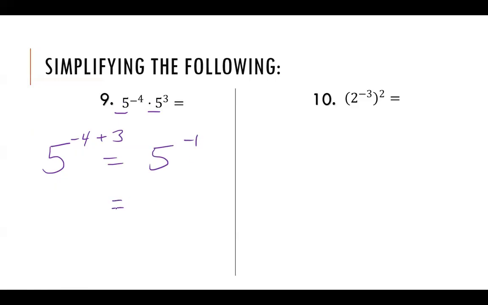What was the next rule you used? The negative. You should have used your negative rule. If I have a negative power, that means this actually belongs where? In the denominator. So your final answer should have been 1/5.